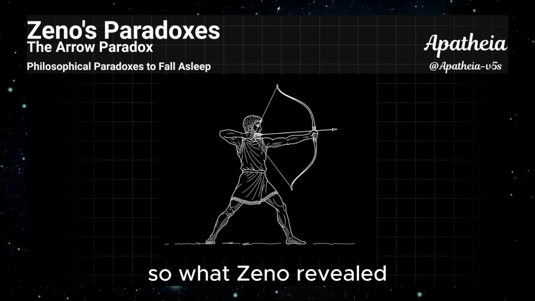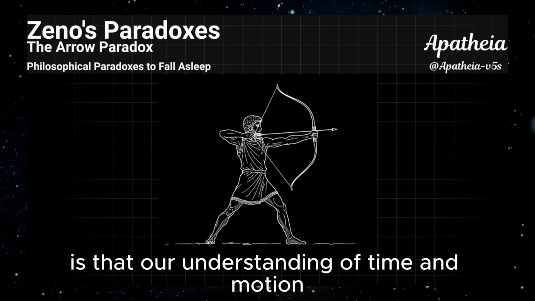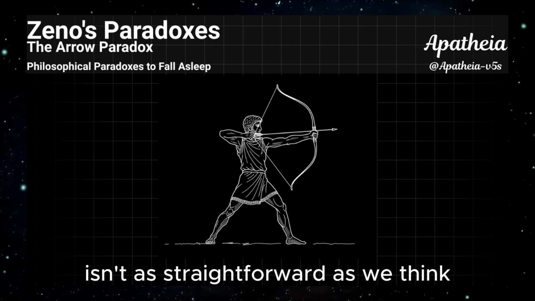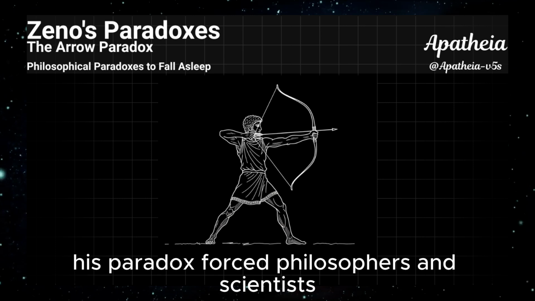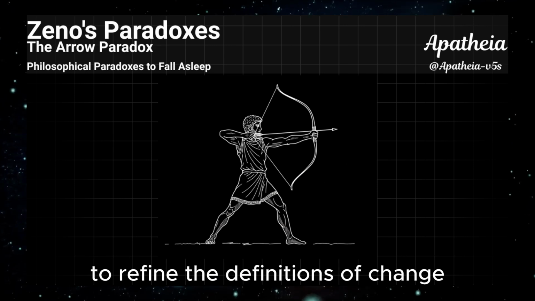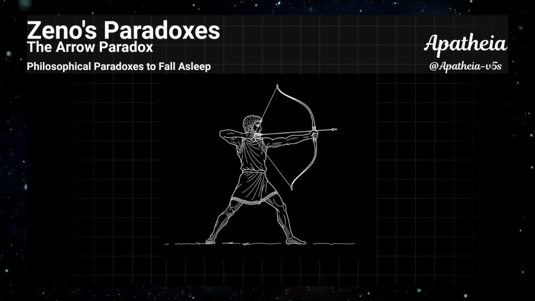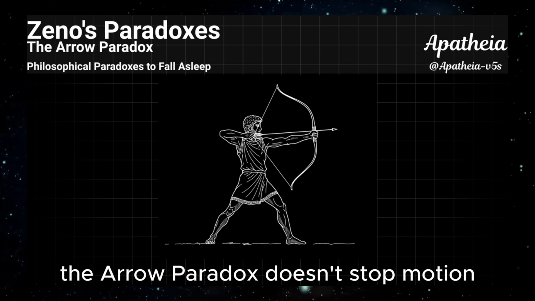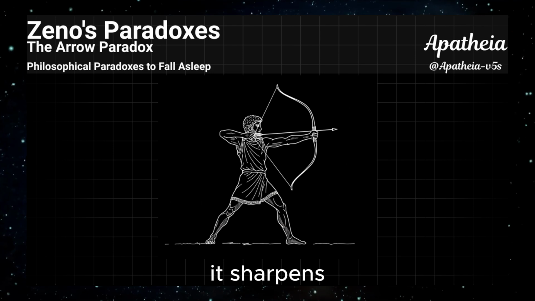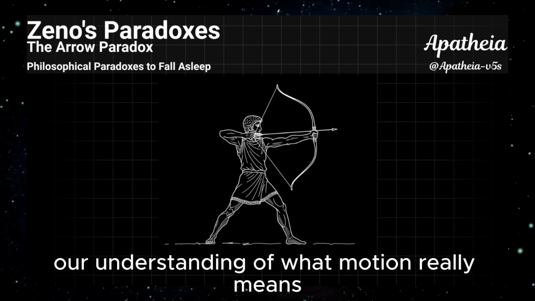So what Zeno revealed is that our understanding of time and motion isn't as straightforward as we think. His paradox forced philosophers and scientists to refine the definitions of change, time, and continuity. And that's the beauty of it. The arrow paradox doesn't stop motion. It sharpens our understanding of what motion really means.